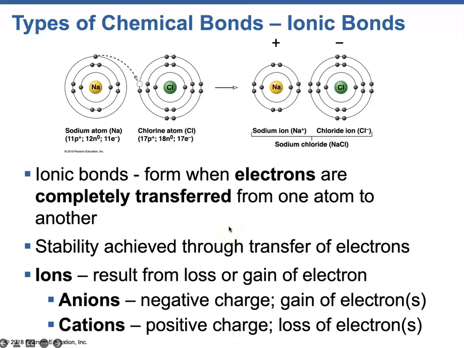So remember that with ionic bonds, these form when electrons are completely transferred from one atom to the other to make that bond. And so the ions will result from the loss or the gain of an electron. Anions, remember, have a negative charge because they gain an electron, and cations have a positive charge because they lose an electron. They lose negativity. So that's where these little pluses and minuses come from.